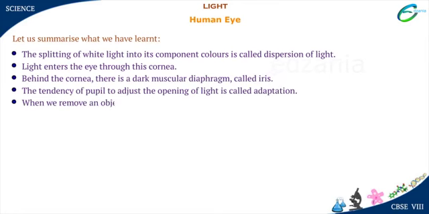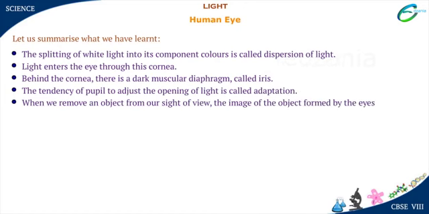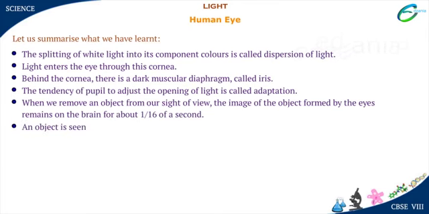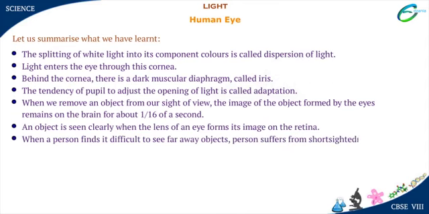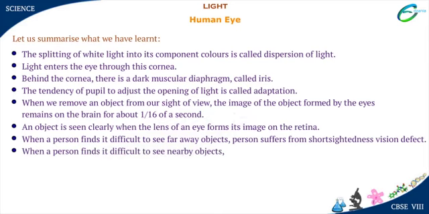When we remove an object from our sight of view, the image of the object formed by the eyes remains on the brain for about 1/16th of a second. An object is seen clearly when the lens of an eye forms its image on the retina. When a person finds it difficult to see far-away objects, the person suffers from the short-sightedness vision defect. When a person finds it difficult to see nearby objects, the person suffers from the far-sightedness vision defect.